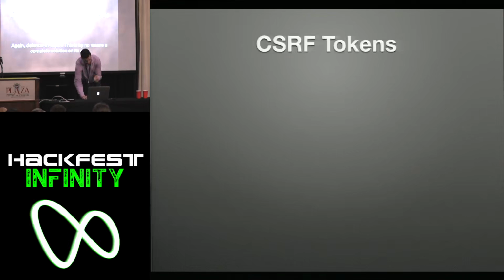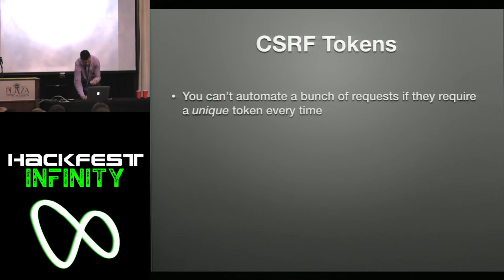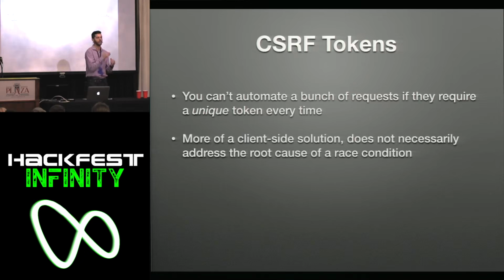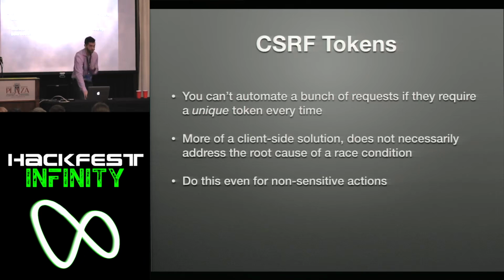And an interesting way of preventing this is CSRF tokens. The reason is you can't automate a bunch of requests if they require a unique token every time. CSRF tokens don't prevent race conditions. They don't actually remove the vulnerability itself, but they really do prevent attackers from exploiting them, especially in a web application. It makes it harder for attackers to make a bunch of requests to that endpoint if there's a different CSRF token every single time. And CSRF tokens in general are a good idea, so I hope you're all using them.